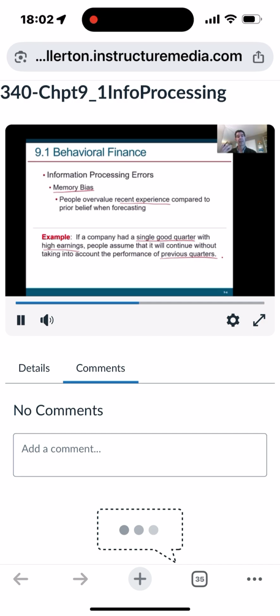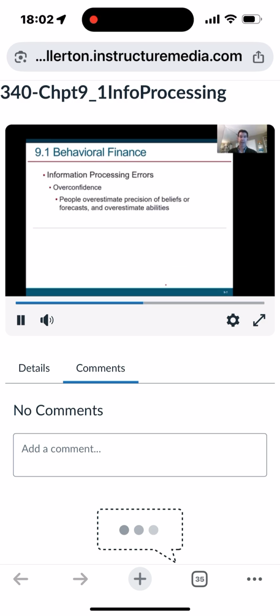It's that last thing. They have the short memory. That last thing tends to affect them too much. Let's move on to the next one here. The next one is called overconfidence.